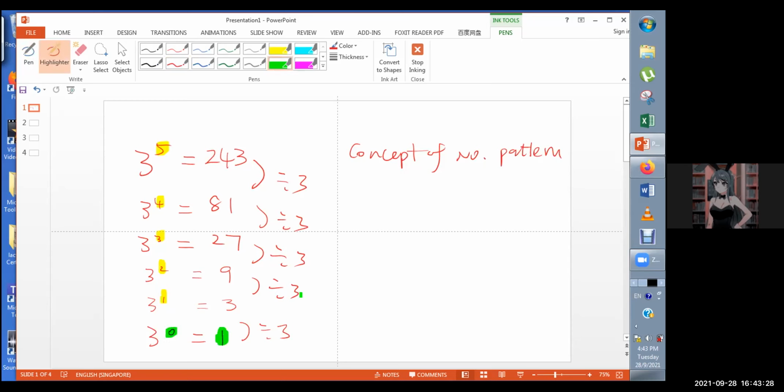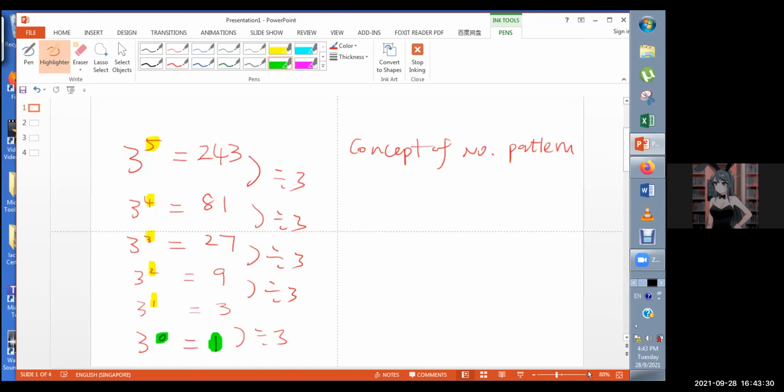So does it make sense to you? Does it make sense to you now? Okay, good. So in fact, you can actually use the concept of a number pattern to verify that. Okay, anything to the power of 0 is 1.